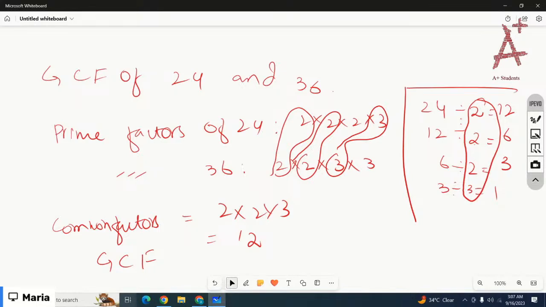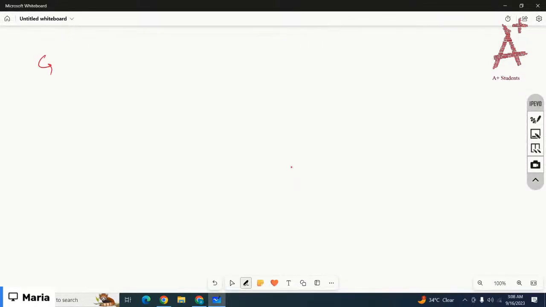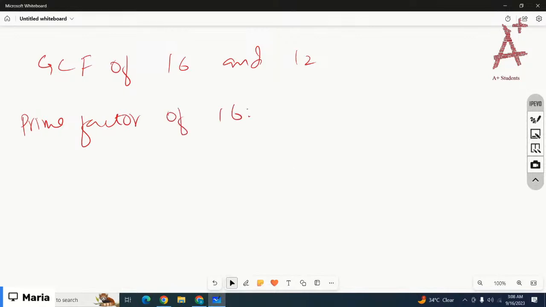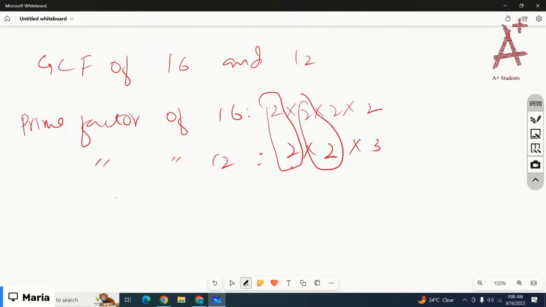Let's do another example: GCF of 16 and 12. Let's write down their prime factors. The prime factors of 16 are 2 times 2 times 2 times 2. And the prime factors of 12 are 2 times 2 times 3. Now let's see which factors are common. 2 is common, 2 is common. We don't have any other common factors. So the GCF is 2 times 2, that makes 4. That means the GCF of 16 and 12 is 4.